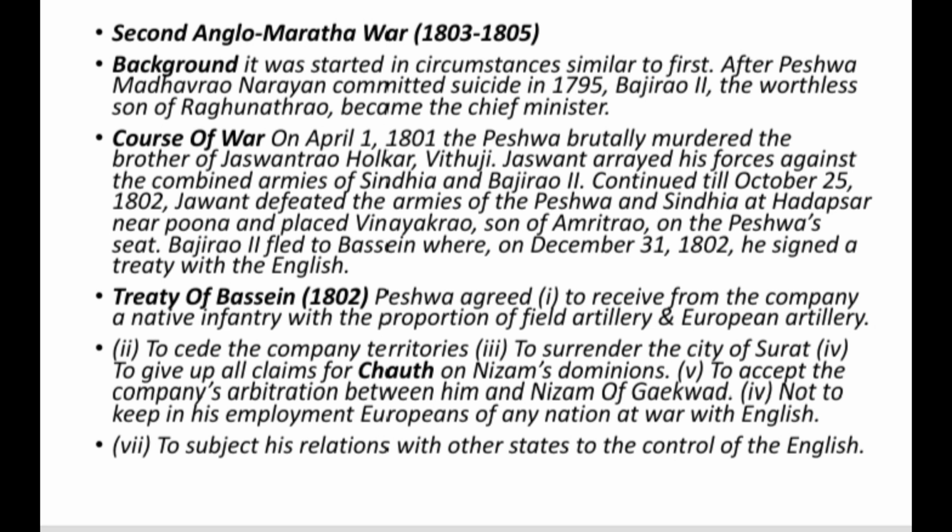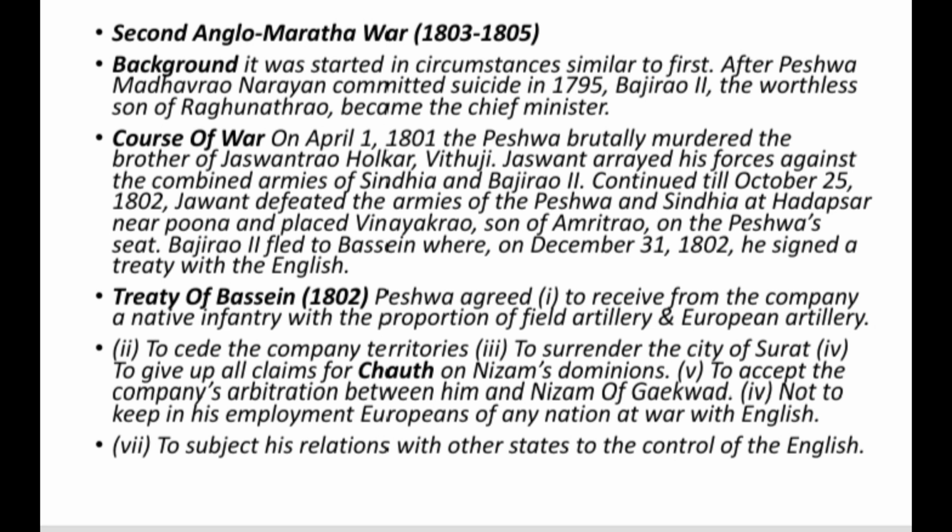Now, the Treaty of Bassein, 1802. Under this treaty, the Peshwa agreed to receive from the company a native infantry consisting of not less than 6,000 troops, with the usual proportion of field artillery and European artillerymen attached, to be permanently stationed in his territories, and to cede company territories yielding an income of rupees 26 lakh, to surrender the city of Surat, and to give up all claims of chauth on the Nizam's dominions, and to accept the company's arbitration in all differences between him and the Nizam or the Gaekwad, and not to keep in his employment Europeans of any nation at war with the English, and to subject his relations with other states to the control of the English.